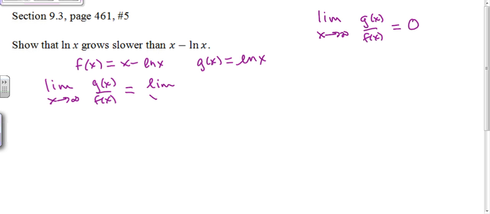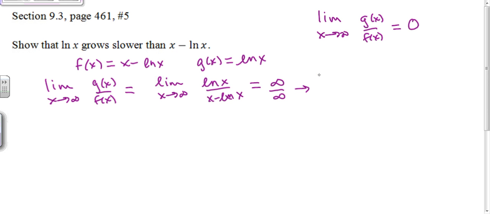So I'm going to have my limit as x goes to infinity of the natural log of x over x minus the natural log of x. And when I substitute in, I'm going to get infinity over infinity, which is an indeterminate form. It's not really a final answer, but it is something that I can apply L'Hopital's rule to.